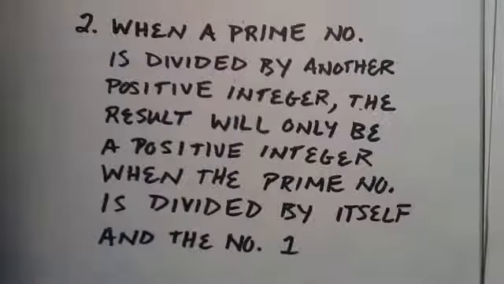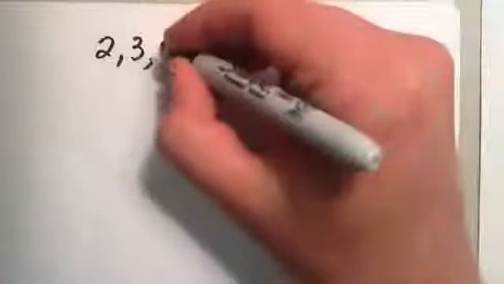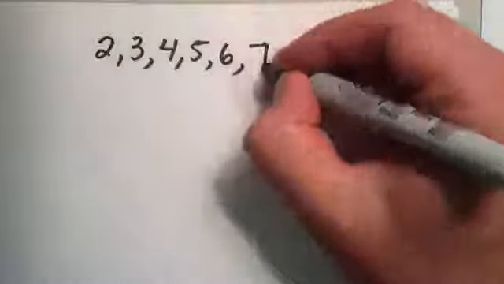When a prime number is divided by a positive integer, the result will only be a positive integer when the prime number is divided by itself and the number 1. So in order to illustrate what that means, I'm just going to go ahead and write down the first few numbers that satisfy the first condition. So the first few numbers are 2, 3, 4, 5, 6, and I'm going to go ahead and stop at the number 7.